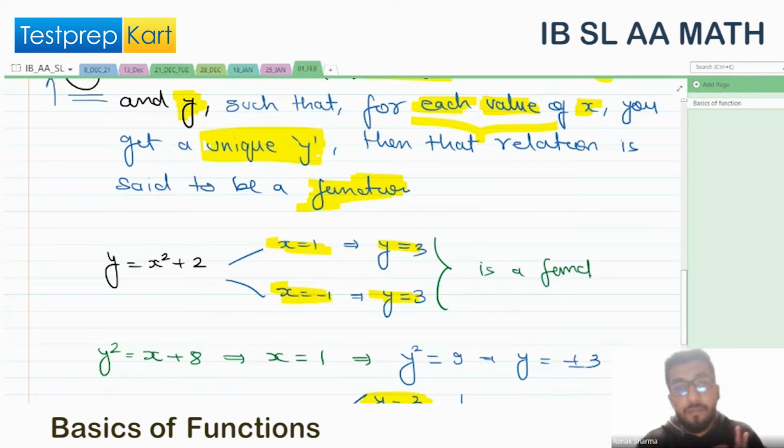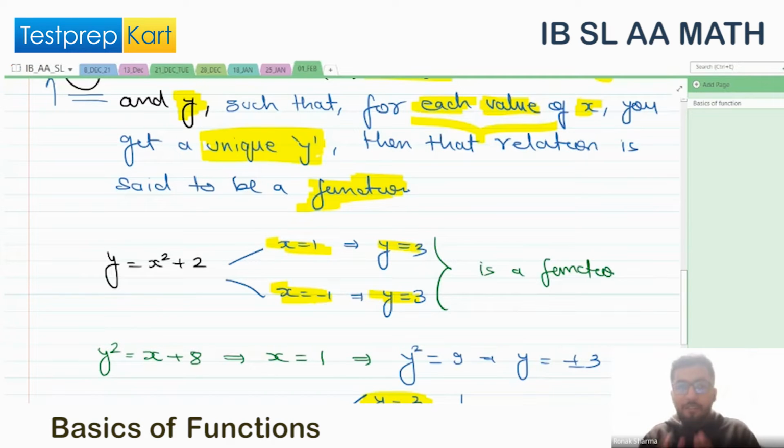Why? I'll give you a very basic logic that you need to apply every time. What is that? Try to think with respect to one value of x. Don't go for minus 1 if you're sitting at x equal to 1. For x equal to 1, you're getting y equal to 3. Sorted. When you came to x equal to minus 1, you have forgotten about x equal to 1. So again, for x equal to minus 1, I'm getting y equal to 3. So are we having a unique value of y for each x? Yes or no?